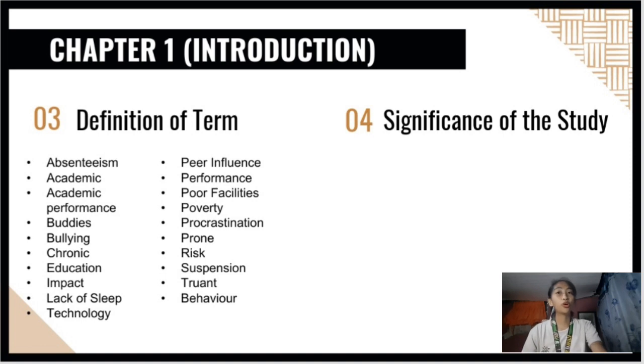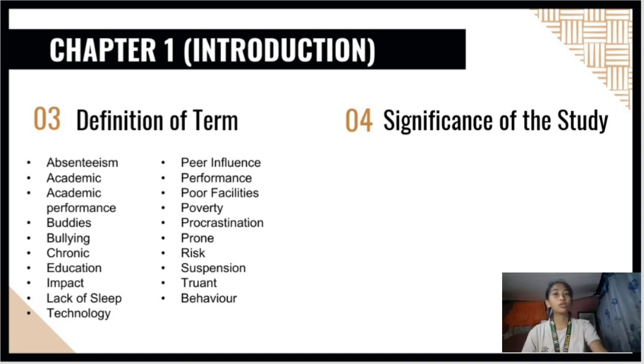The next one is poor facilities. When you say poor facilities, actually it's the lack of materials and an unhealthy environment, where improving the classroom facilities can affect whether learners are motivated to come to school.